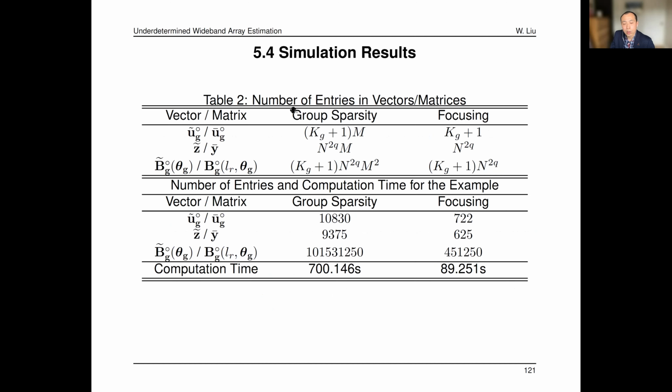Here is the number of entries in vectors and matrices. Basically, we compare the complexity of the focusing and the group sparsity method. The group sparsity method has a higher complexity because the dimension is much larger than the focusing method. You can see the number of parameters in this steering matrix, there's a big difference between these two. And you can see the running time here is much smaller than this. So with focusing, you have a reduced computation time, basically lower complexity.